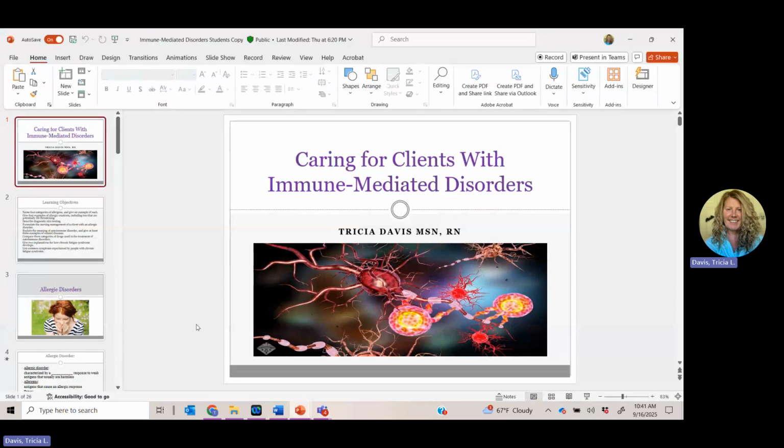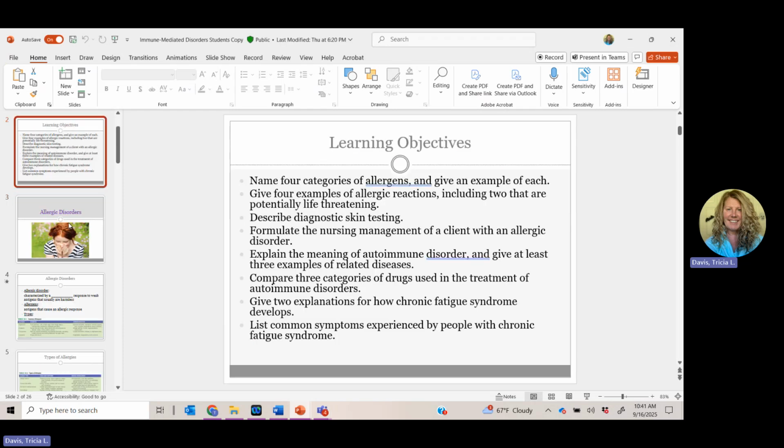All right, so tonight we are going to talk about immunity. This is our first bit of material that's going to be on your final exam, exam 3. We're going to start with an overview of some different types of immune-mediated disorders that we may see in some of our patients. These are your learning objectives.